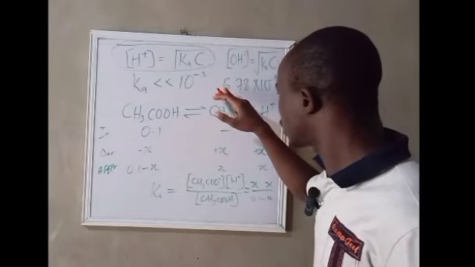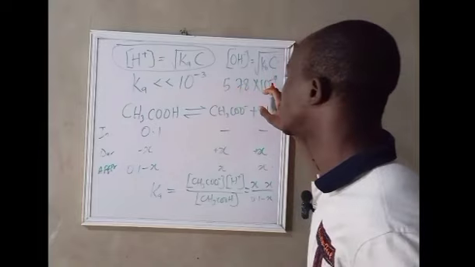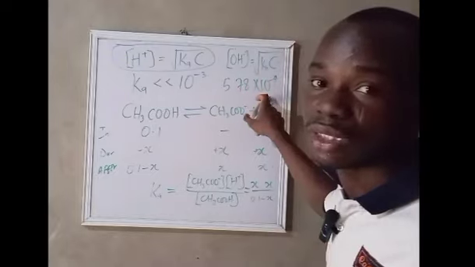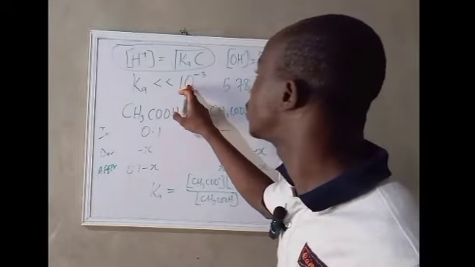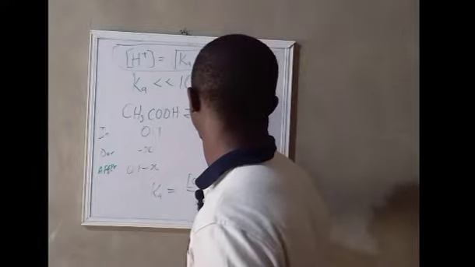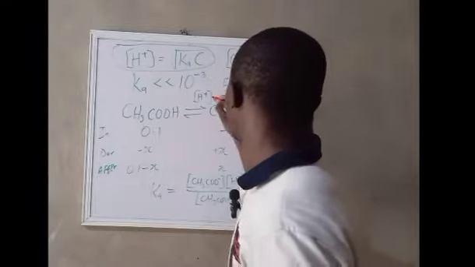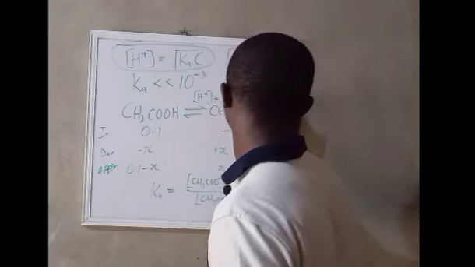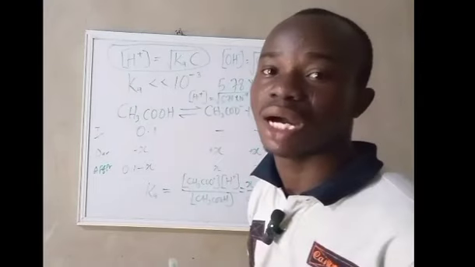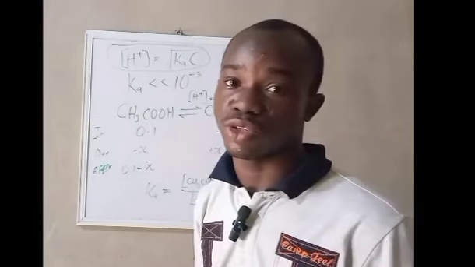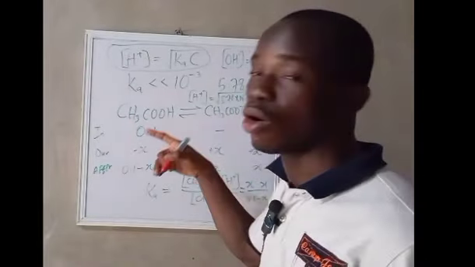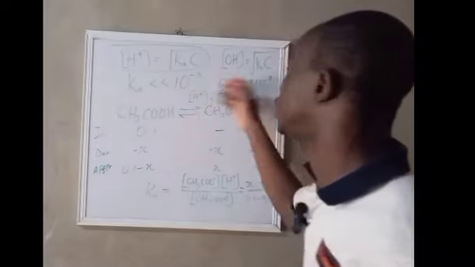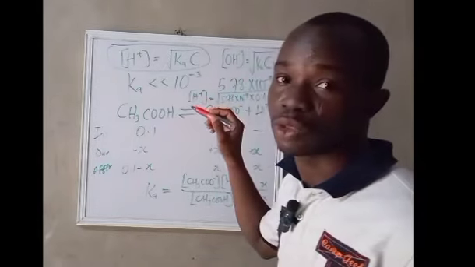Now if the Ka of an acid is 5.78 times 10 raised to power minus 4, since this is a value very much less than 10 raised to power minus 3, you can just say that the amount of H+ produced from that weak acid will be equal to the square root of Ka times the concentration, which is 5.78 times 10 raised to power minus 4. So let's say they gave you 0.1 molar of that acid. That means you put 0.1 in this place, and then you calculate the amount of H+ produced.